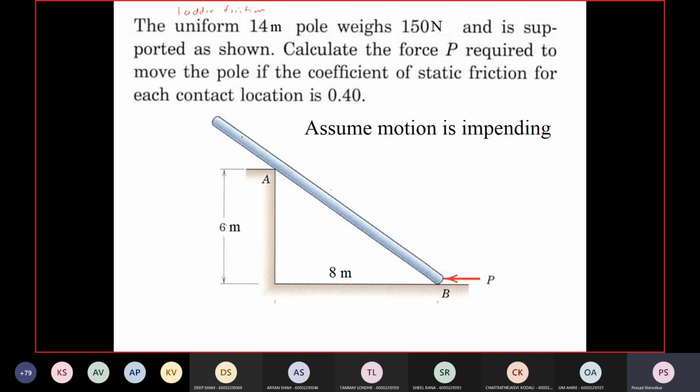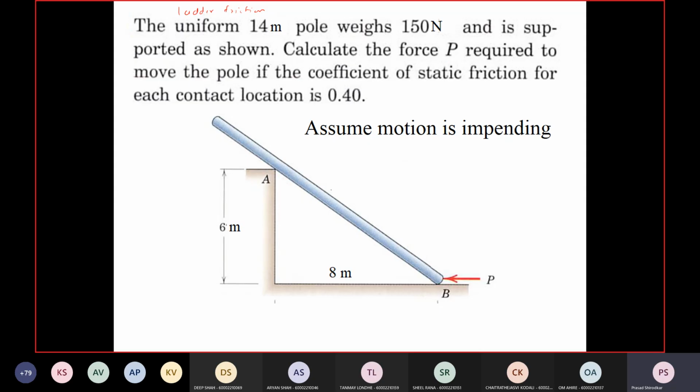Surfaces simultaneously resting against vertical and horizontal forces, and there's a tendency to slide. So this type of problem is called a ladder friction problem. It may not always be a ladder. It can be something like a pole also, as in this example. Say a uniform pole of 14 meters weighs 150 Newton and it is supported as shown.